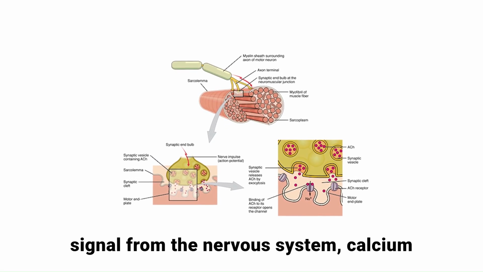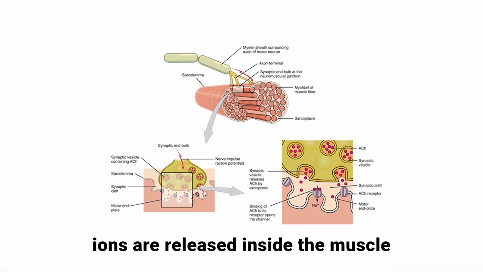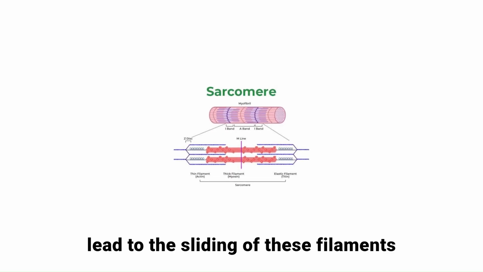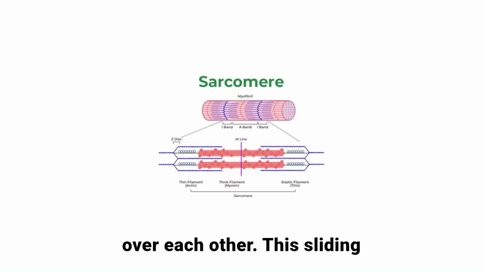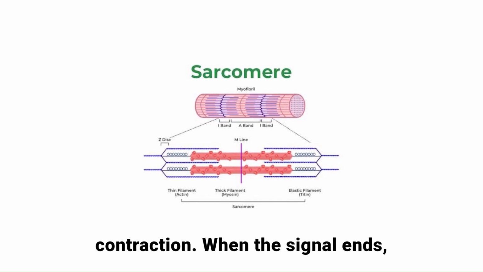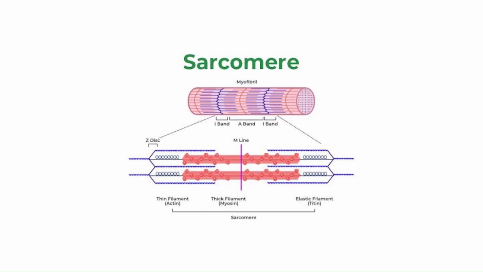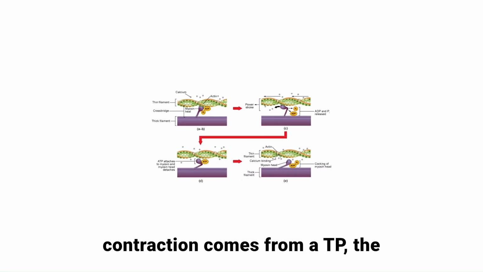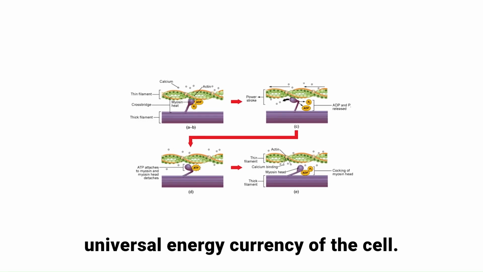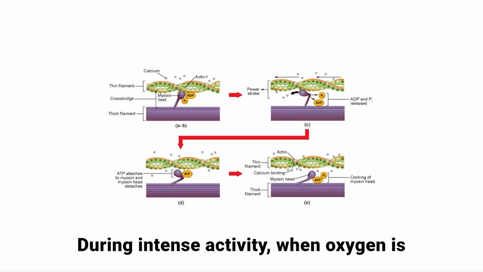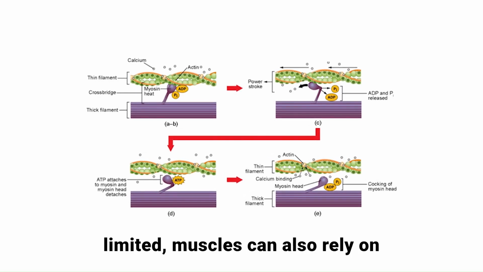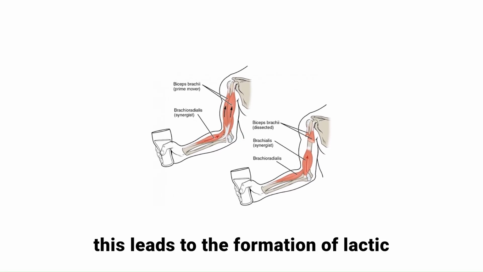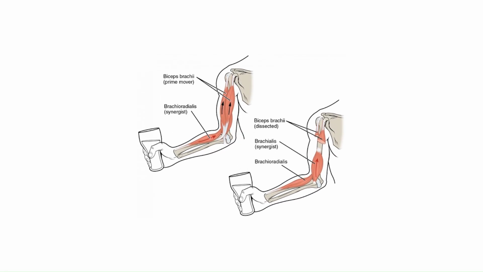When a muscle receives a signal from the nervous system, calcium ions are released inside the muscle fiber, triggering a series of events that lead to the sliding of these filaments over each other. This sliding shortens the sarcomere, resulting in contraction. When the signal ends, the filaments slide back, and the muscle relaxes. The energy for this contraction comes from ATP, the universal energy currency of the cell. During intense activity, when oxygen is limited, muscles can also rely on anaerobic respiration for energy, though this leads to the formation of lactic acid, which causes muscle fatigue.